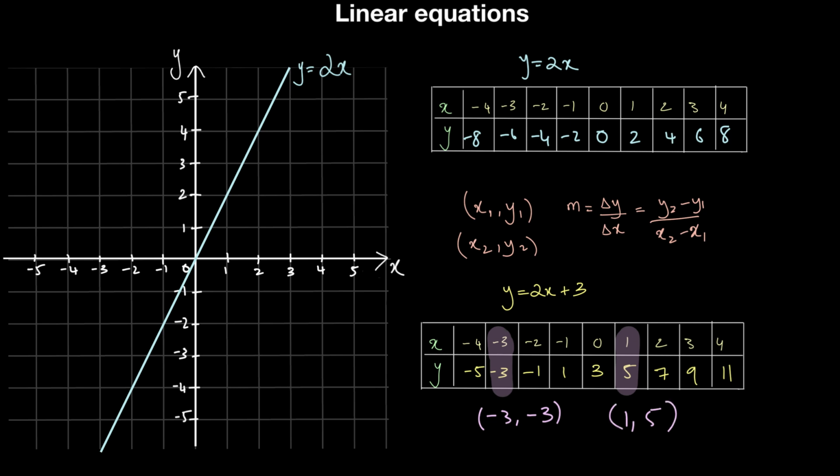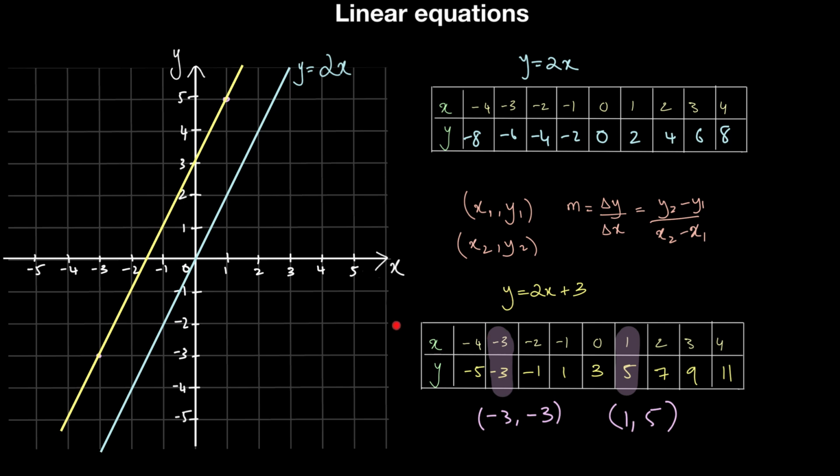Remember, for any point, it's always the x coordinate and then the y coordinate. So if I plot these 2 points, minus 3 comma minus 3 is when x is minus 3, y is minus 3, and when x is 1, y is equal to 5. And if I plot a line through these 2 points, this is what that line looks like in yellow.